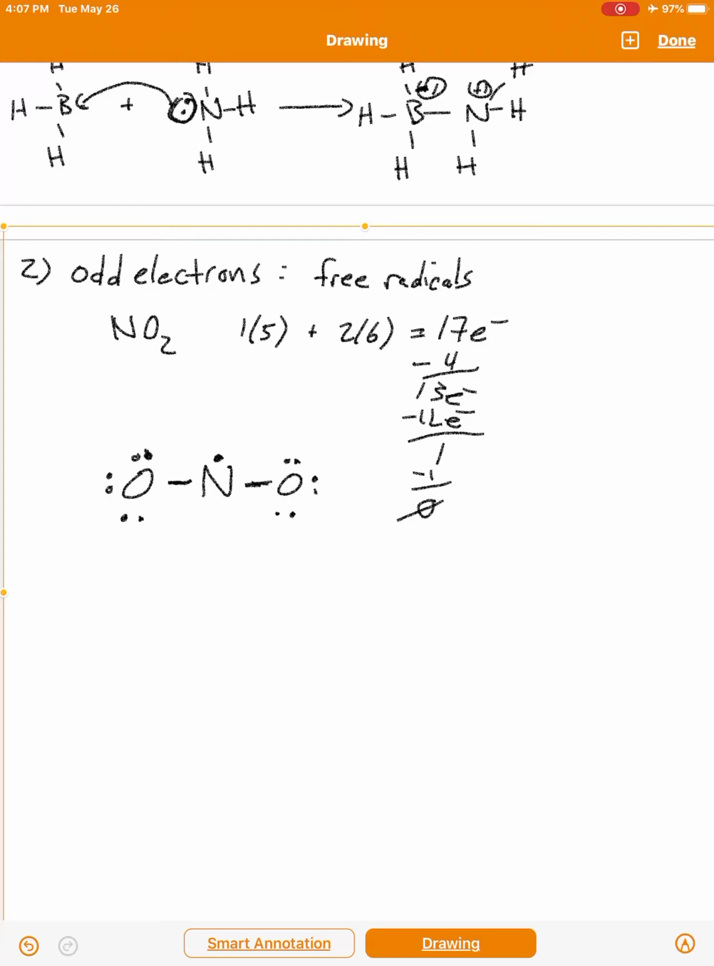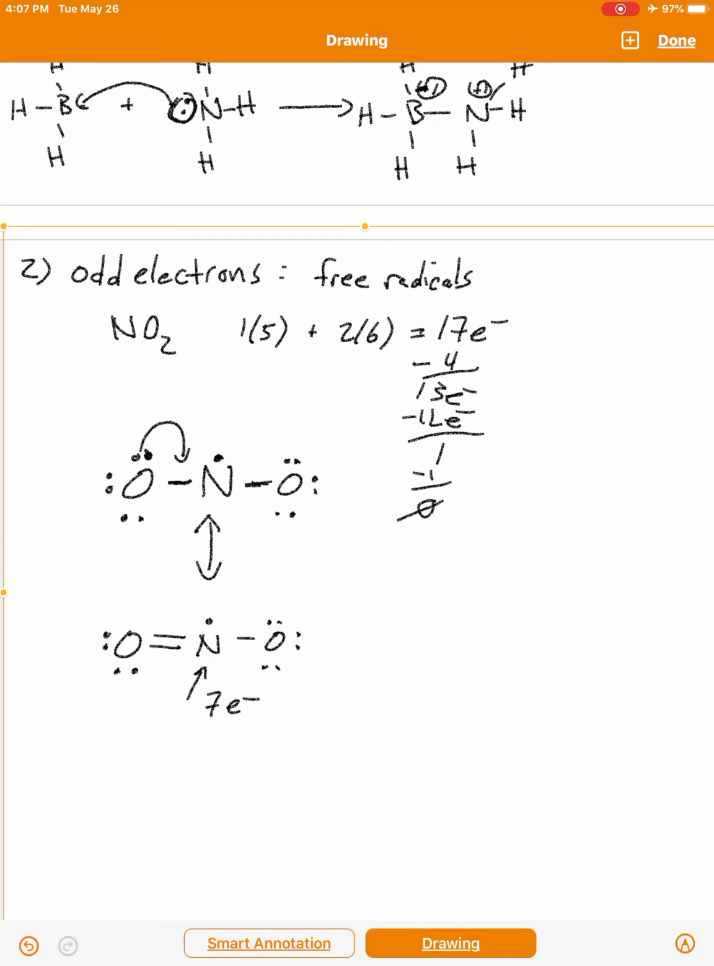So I'm going to take a pair on the oxygen and push it. We use the double arrow to indicate that we're drawing a different Lewis structure. We now have a double bond. And look what happens. The nitrogen, this is as good as we can get. Each oxygen has 8. The nitrogen has 7 electrons.